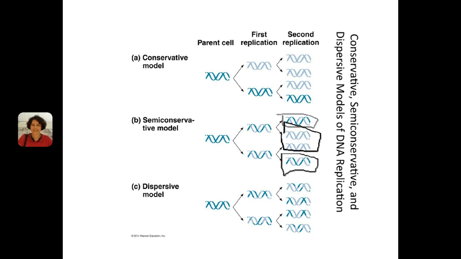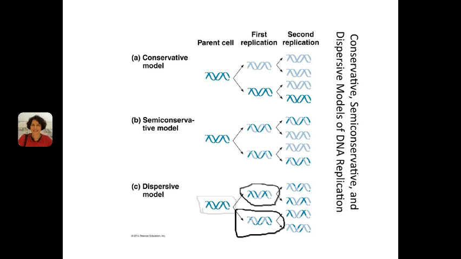Then finally, the dispersive model says that from that original double-stranded, double helical DNA molecule, both of the strands are going to get broken in different places, and then DNA repair is going to fill the gaps so that you get two new double helices, both with old and new parts to them. And the same thing happens in the second generation. It's just that the old DNA is going to get progressively smaller as a fraction of the total.